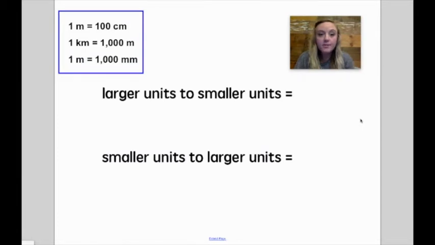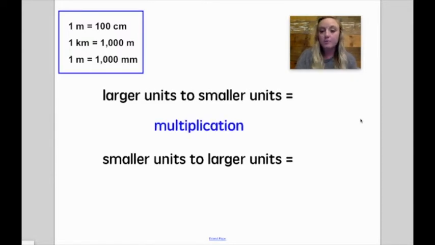So how are you supposed to know when you multiply and when you divide? Well, you're going to have to be familiar with the size of each measurement, knowing which ones are smaller and which ones are larger. When you go from larger units, like a kilometer, to a smaller unit, like a meter, you are going to multiply. We're going to use multiplication. A fun way to remember that is you can think large to small, multiply them all.